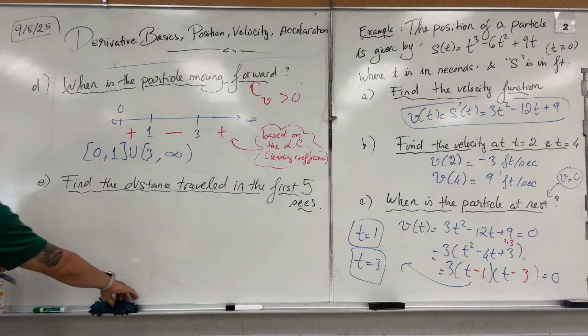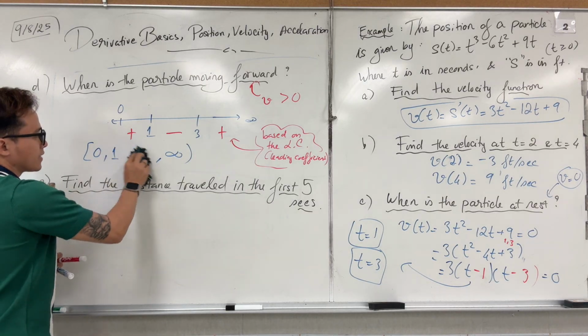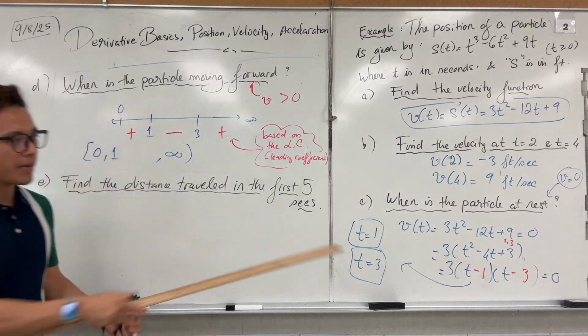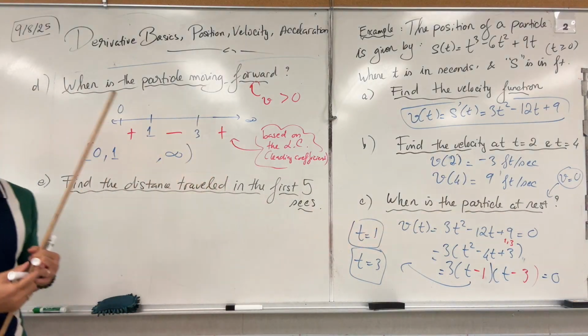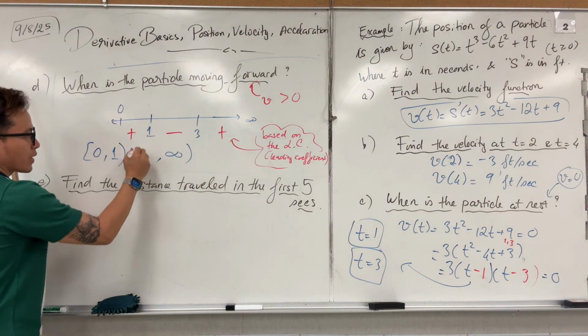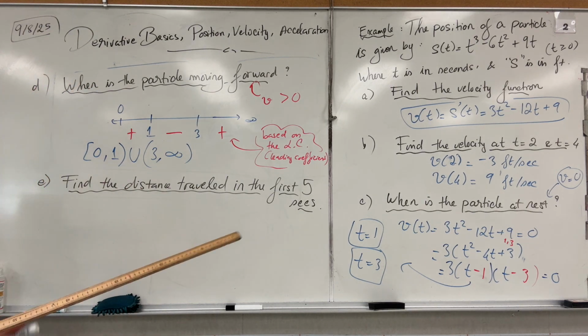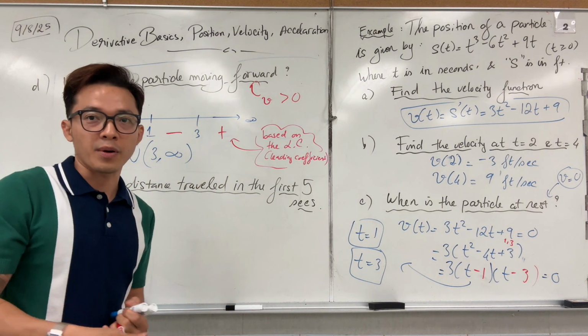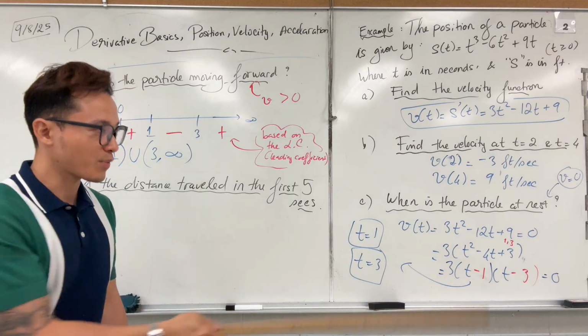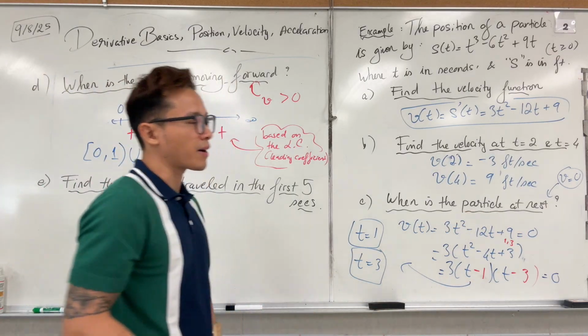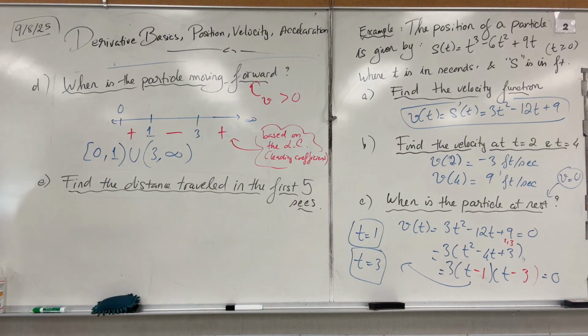You know, no, actually, not 1 and 3. Because at 1 and 3 they're going to be at rest. So do not include that one. Because at 1 and 3 they're going to be stopped, right? That's right. That's when the particle is going to be at rest. So you don't include 1 and 3. Yes, don't include 1 and 3.